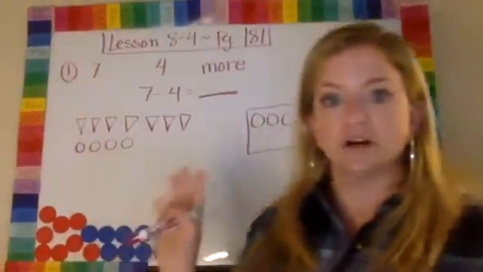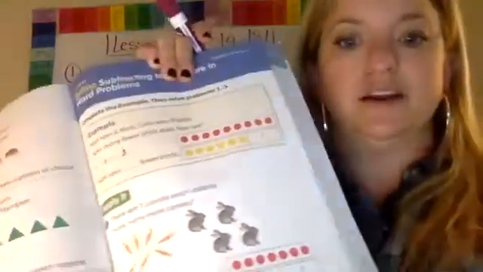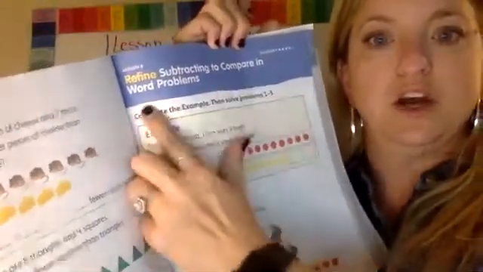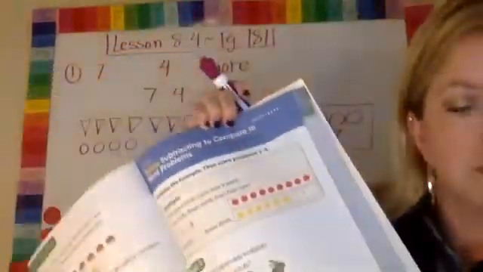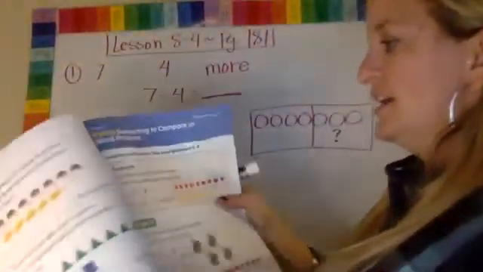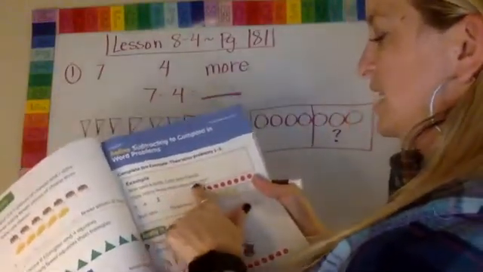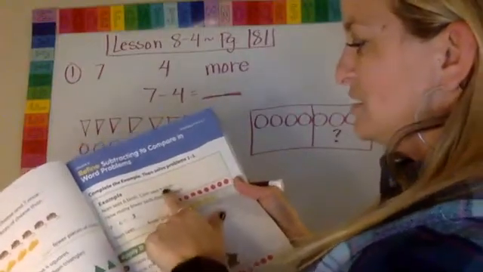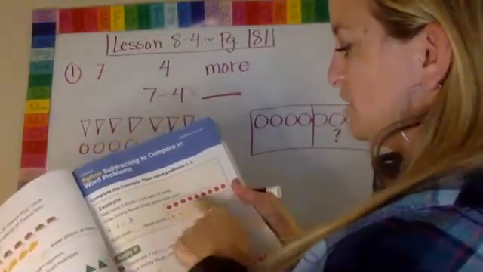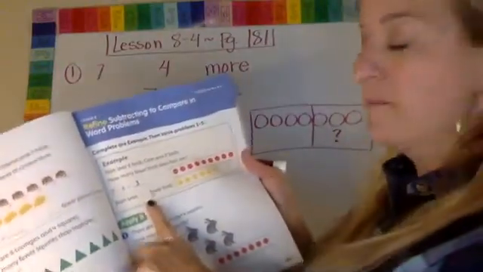So in your math books, you see some carrots and some bunnies, and it says refine, subtracting to compare in word problems. So they have this example here, and it says Nan sees 6 birds. Cam sees 9 birds. How many fewer birds does Nan see? They did 9, which is the greatest number, minus 6. How many fewer? 3. So 9 dots, 6 dots, and then there would be 3 that go in there. So you're going to fill in a 3.